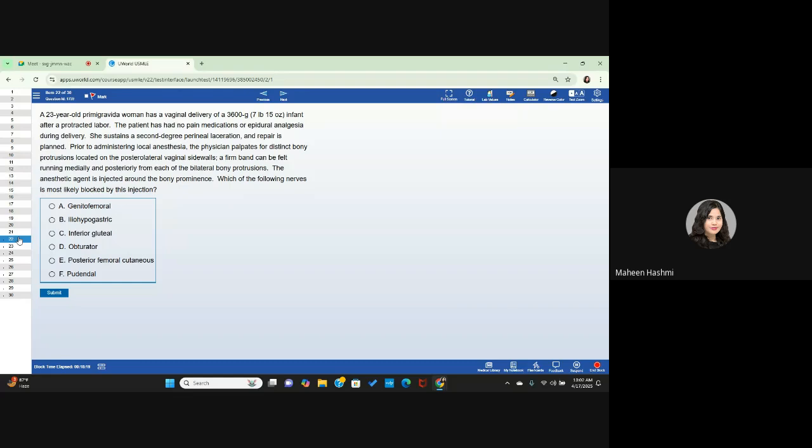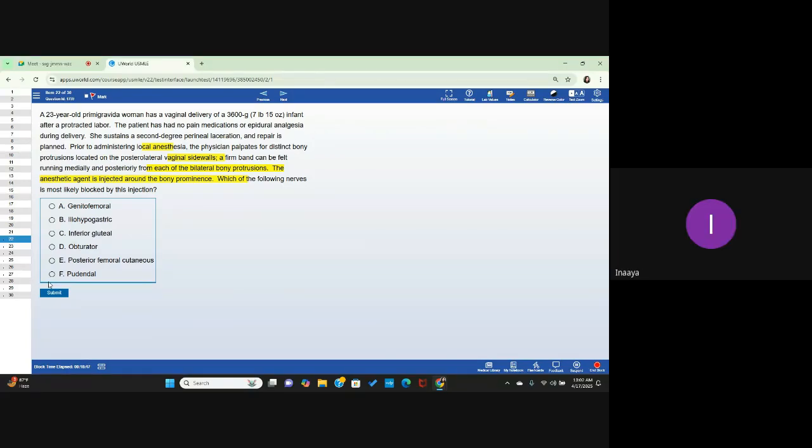Okay, then this is the last question for today. Prior to administering local anesthesia, the physician palpates for distinct bony protrusions located in the posterolateral vaginal side walls. A firm band can be felt running medially posterior from each of the bilateral bony protrusions. The anesthetic agent is injected around the bony prominence. Which of the following nerves is most likely blocked by the injection?